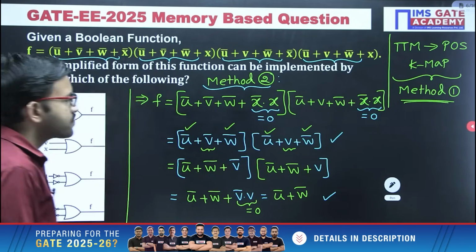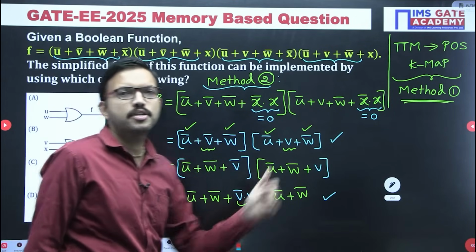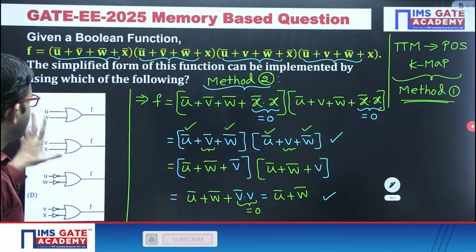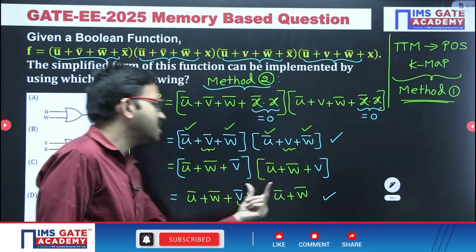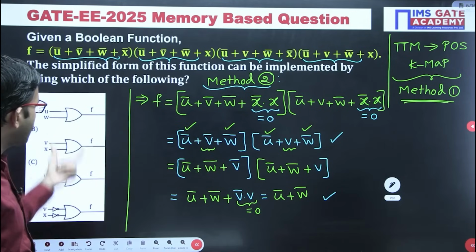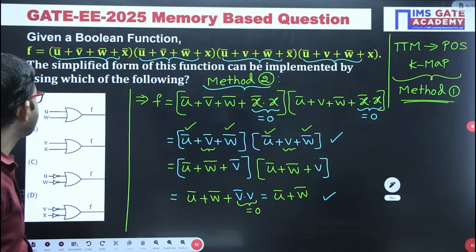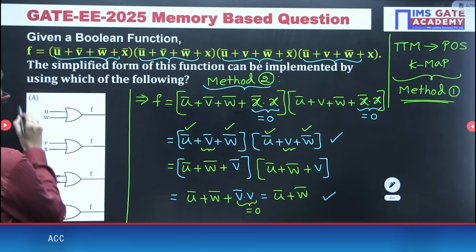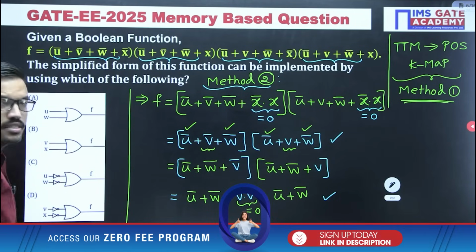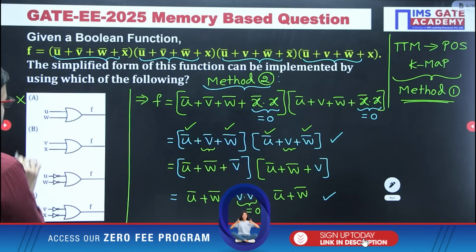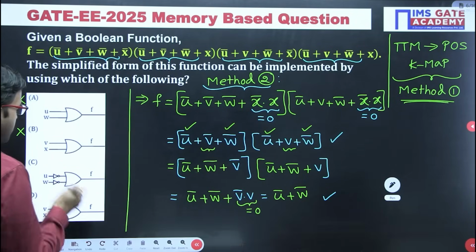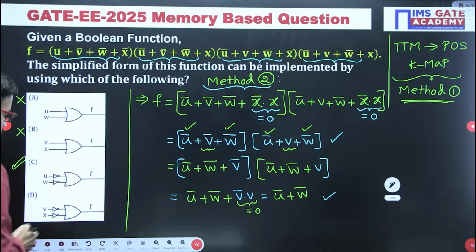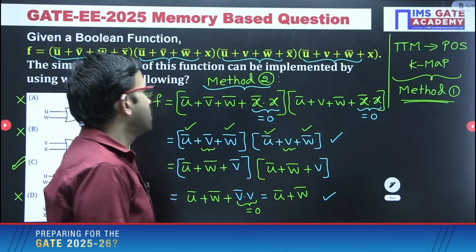Okay, fine. Now the moment you got u bar plus w bar, just observe here. Logic gates are there. You have to find out for this particular logical expression which logic gate representation is equivalent. Here you are getting an OR gate, so it is not correct. U plus w you are getting, it is not correct. Here you are getting v plus x, that is also not correct. Here you are getting, yes, u bar plus w bar, yes. Here option C is the correct one. Option D is not correct because here the inputs are v and x.